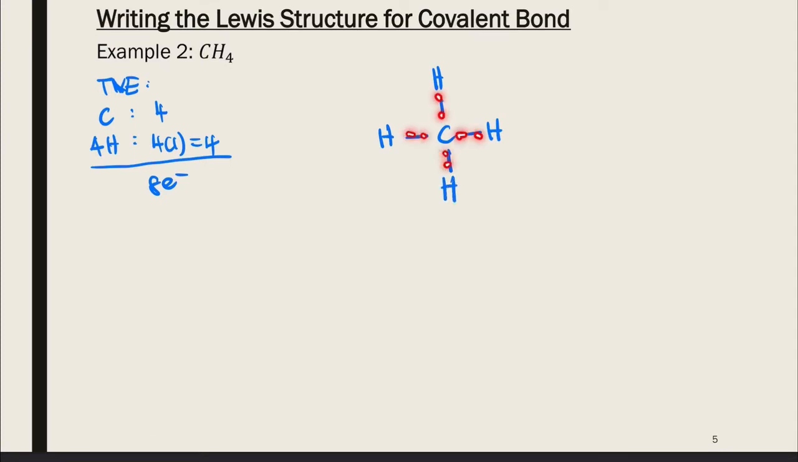So we already use up 8 electron for drawing the skeletal structure. So we already use up all the valence electron. And then when we check, the carbon also already achieved octet. So we already settle for example 2.